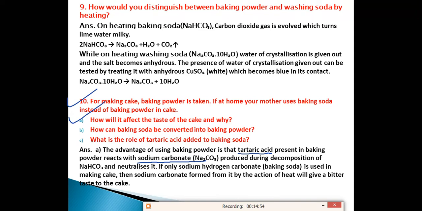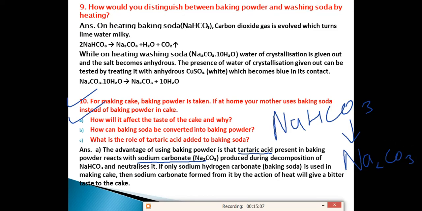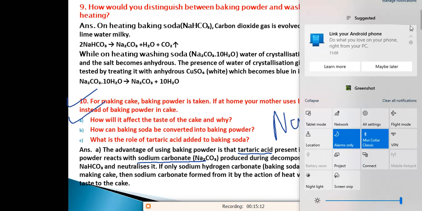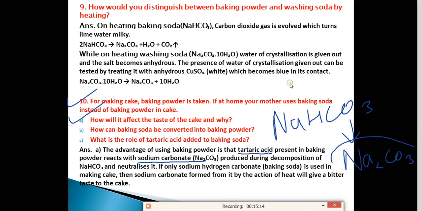So in simple words, you have to understand that when you heat baking soda, that is NaHCO3, during the heating process a base called Na2CO3, sodium carbonate, is formed, right? So if this base is present in that cake, what will happen? It will give a bitter taste to the cake, right?